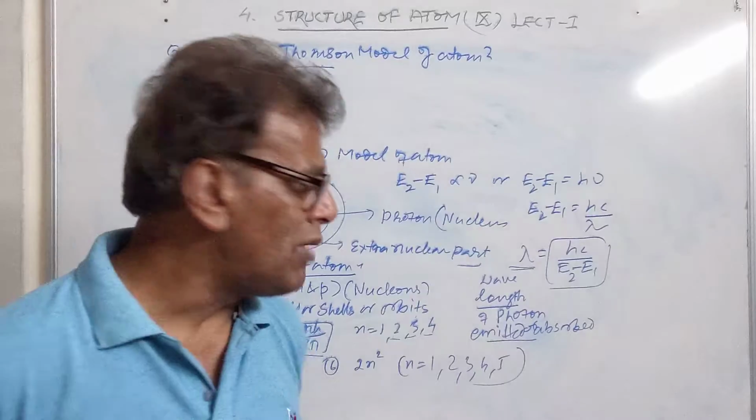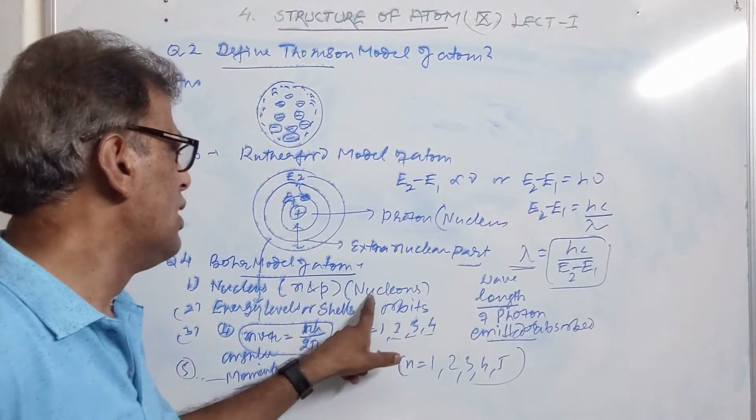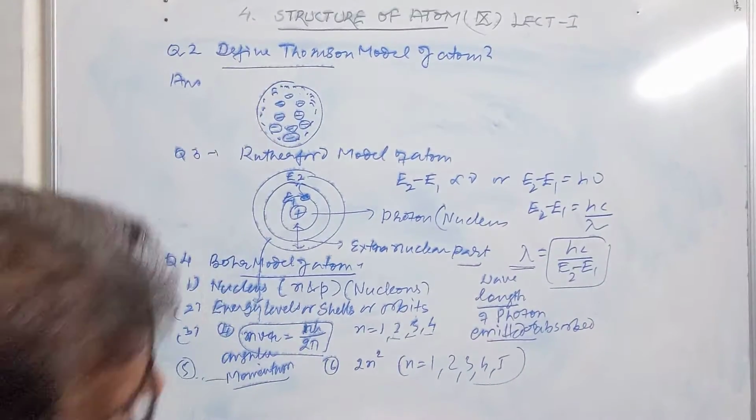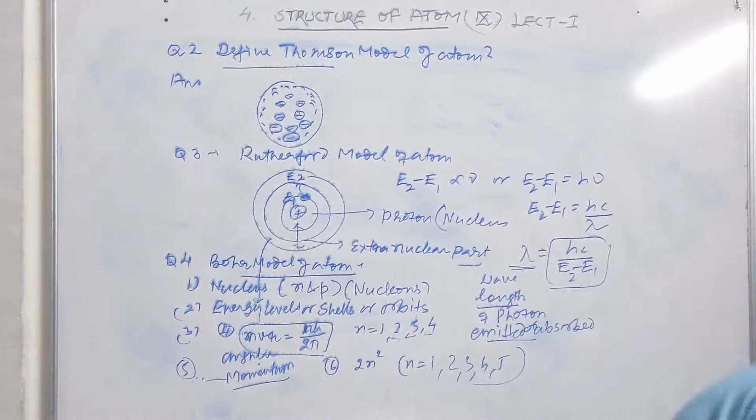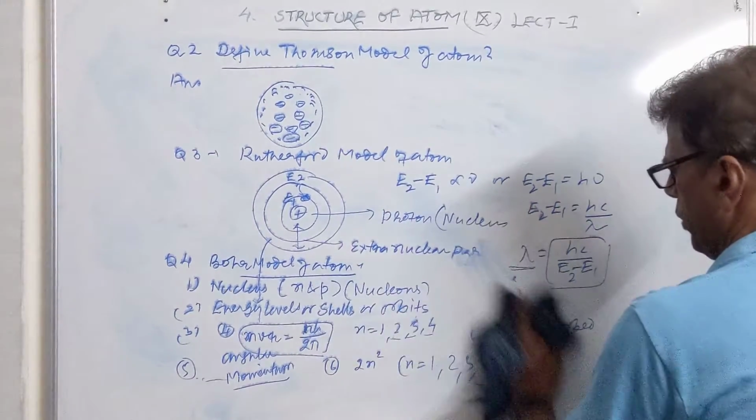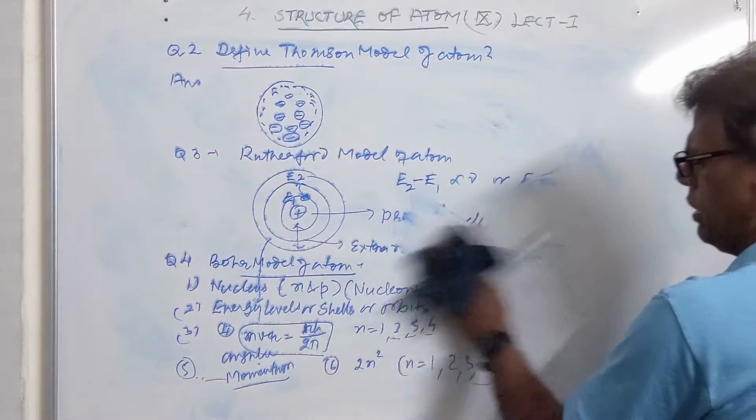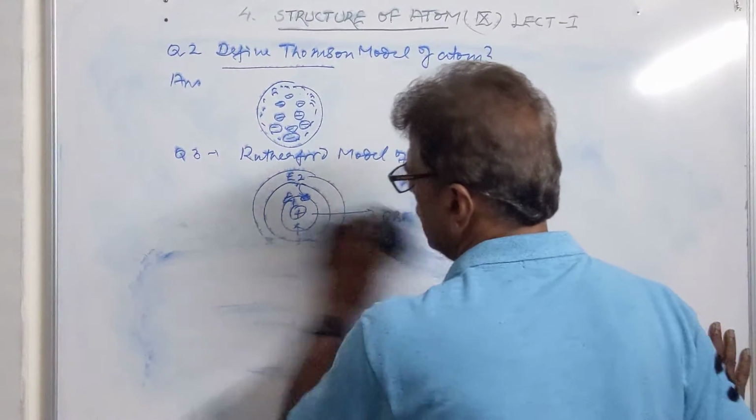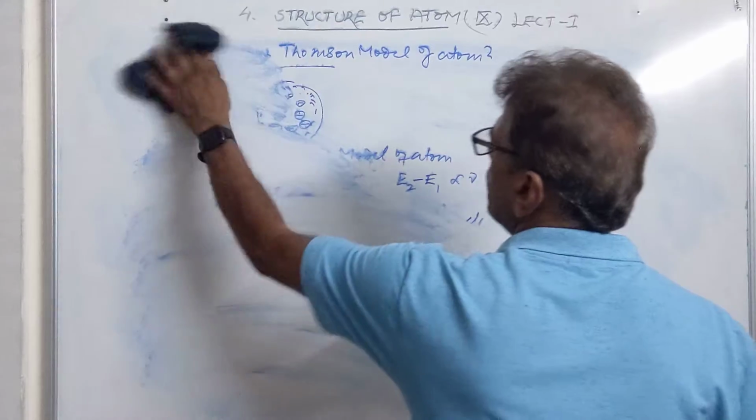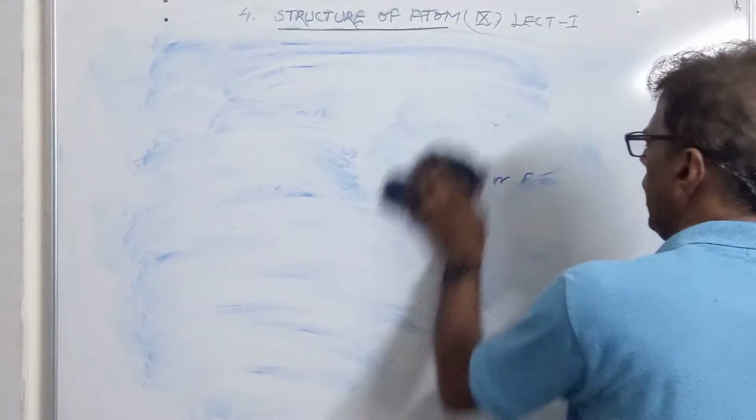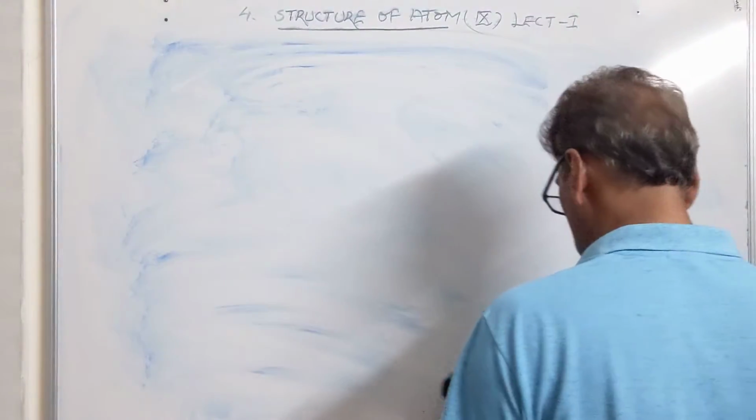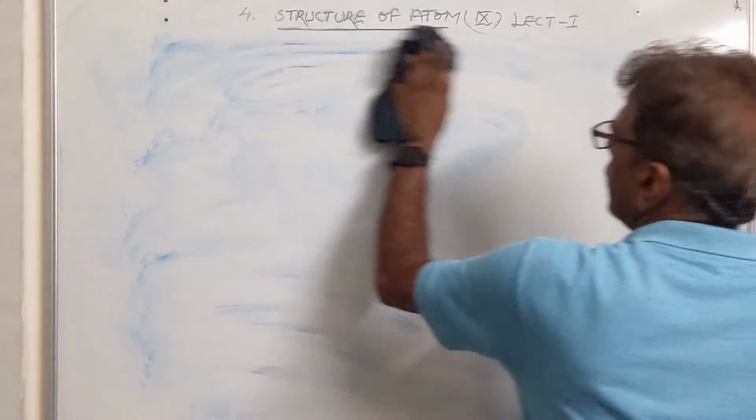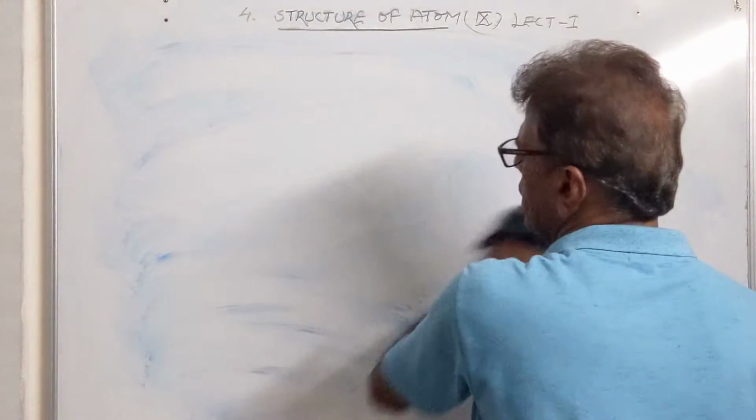Then we have mass number. Mass number is the sum of nucleons. It is equal to the number of neutrons and protons present in an atom, and it is represented by A. So the mass number of an element's atom is represented by A. It is equal to the sum of the nucleons, meaning the number of neutrons and protons present in an atom. And then we have the atomic number. Atomic number is represented by capital Z. It represents the number of electrons or protons present in an atom.